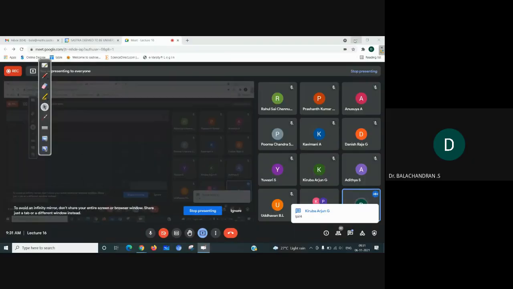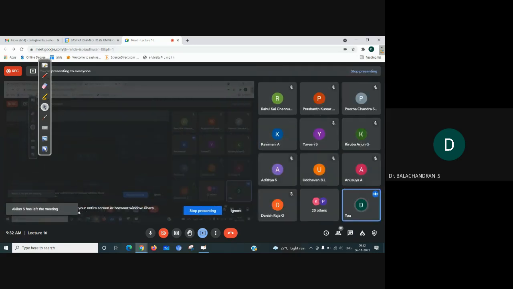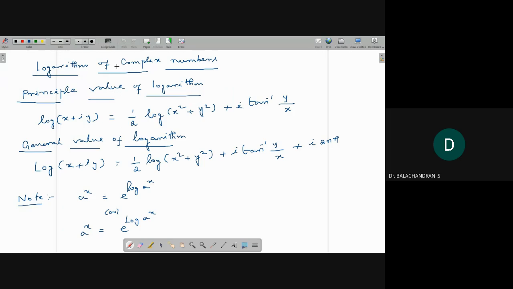Who gave the answer? Sir, Mani. Kavimani. Yes, Kruva Arjun gave i pi by 4. Okay, but it is i pi by 2 directly. But I don't ask the final answer. Even I don't ask the final answer. I am asking, we should use this definition.